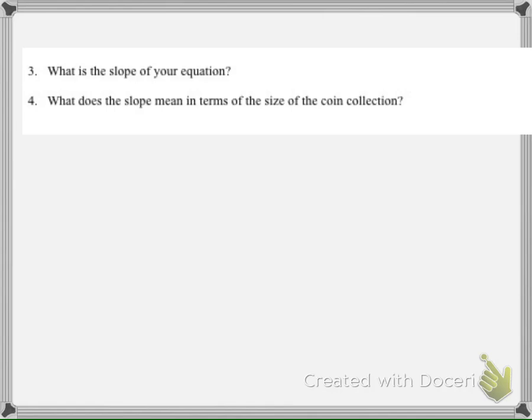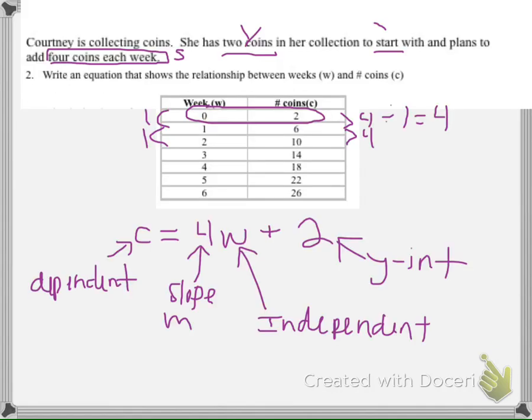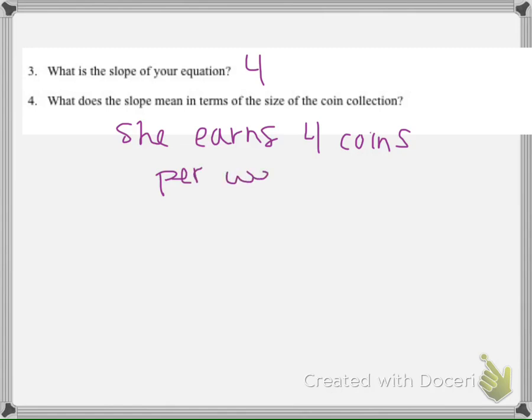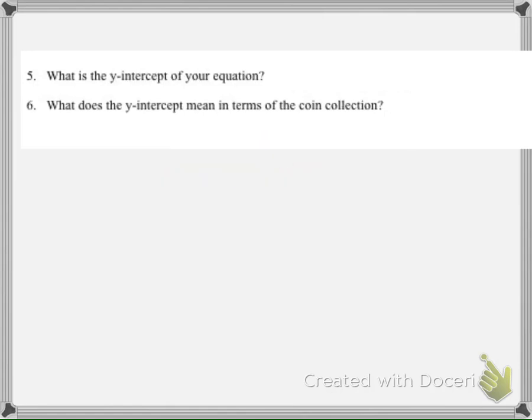Okay, 3 says, what is the slope of your equation? My slope was 4. A lot of you are still saying 4W, but it's not 4W, it's just 4. And what does it mean? It means Courtney is earning 4 coins, the magic word per, meaning 1 week. For 1 week she earns 4 coins.